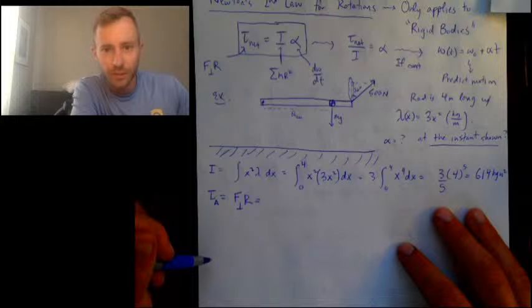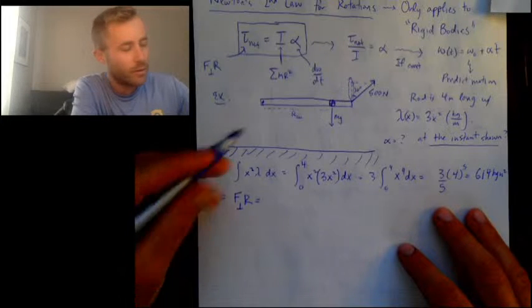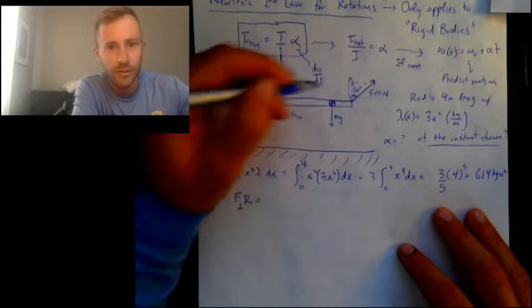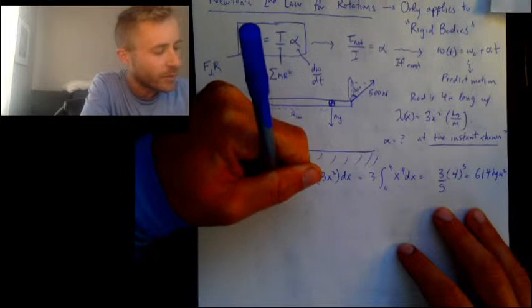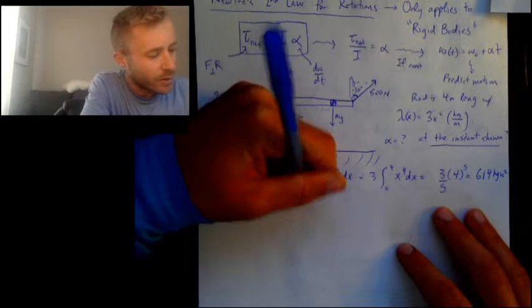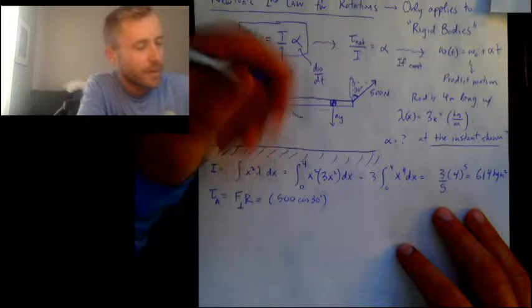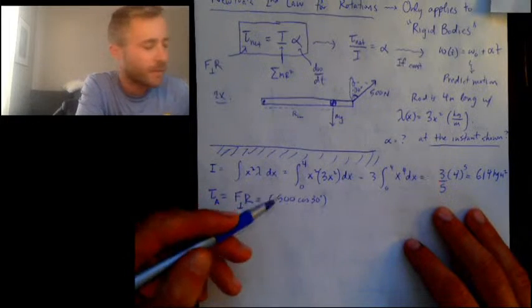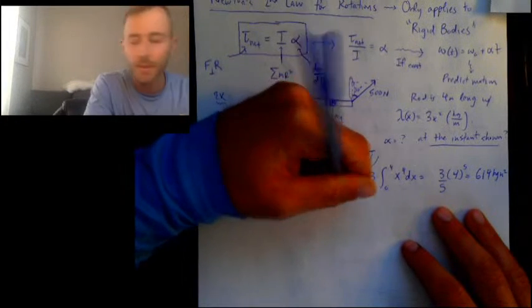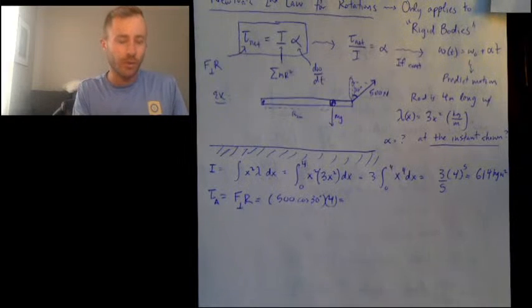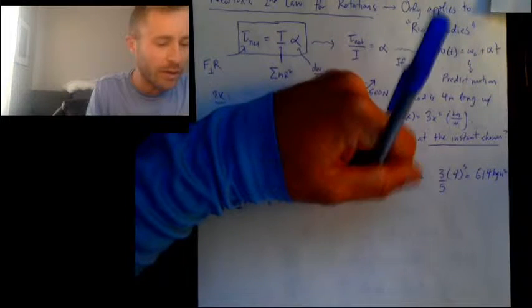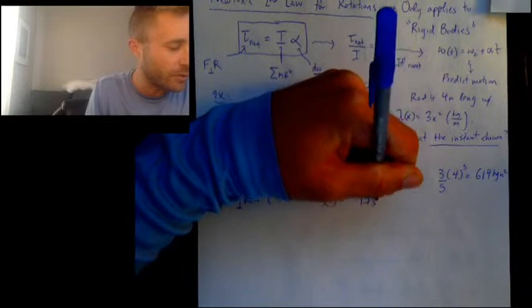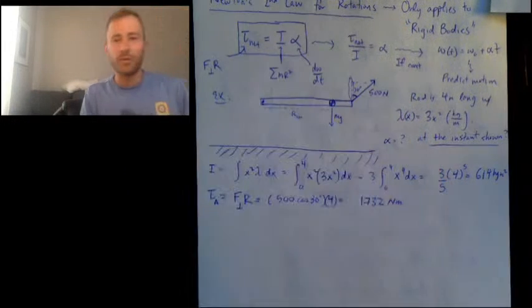And it is adjacent to the angle, this angle right here. So that's going to be cosine. So we have 500 cosine of 30 degrees is F perp. And then it acts at the end of the rod. The rod is 4 meters long, so it would be times 4. So this is the applied torque, and that gives a value of 1,732 Newton meters. And I'm going to put the sign in by hand.